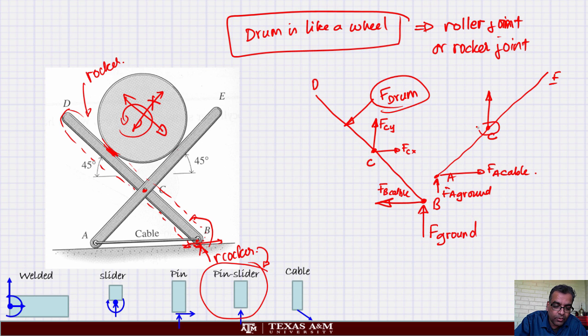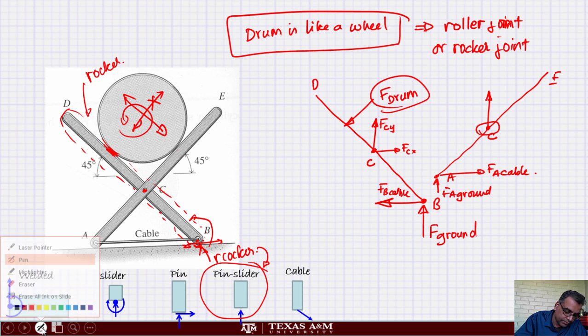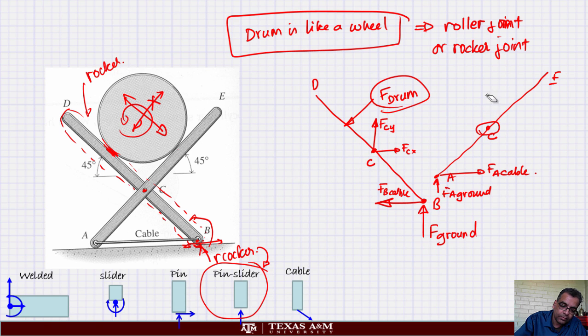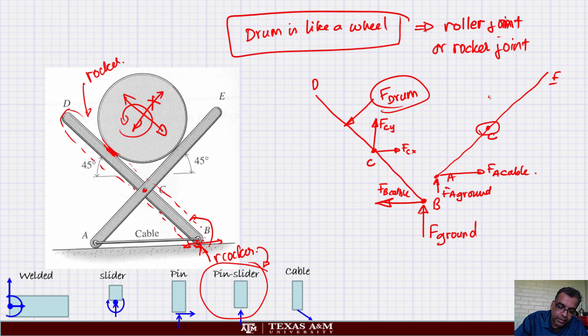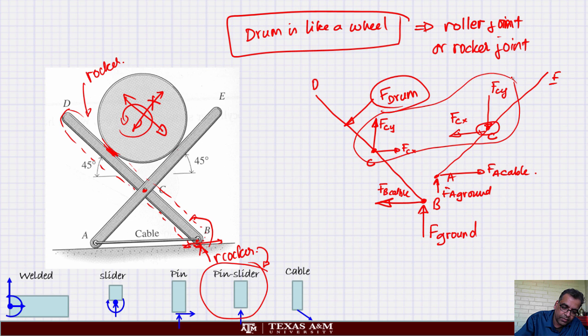Now I have to decide what I am going to do here. Newton's third law will tell me that this has to be equal and opposite. FCY, FCX. This forms an equal and opposite pair. We'll talk about Newton's third law in a little bit more detail when we get there. But right now I just wanted to show you.